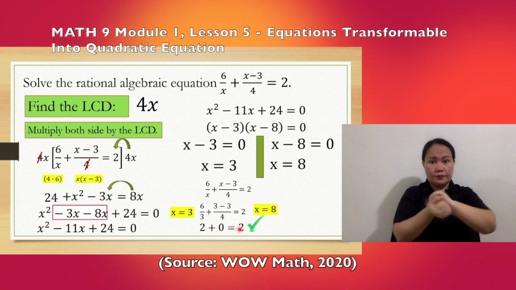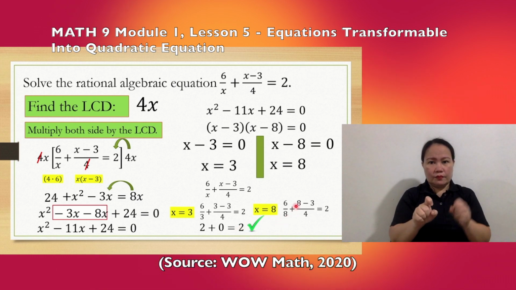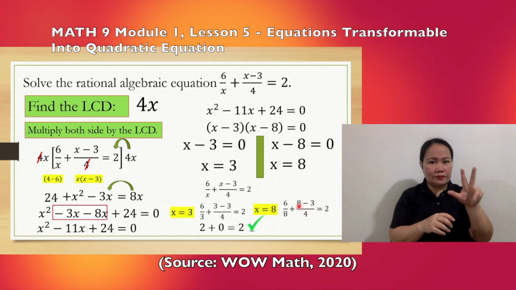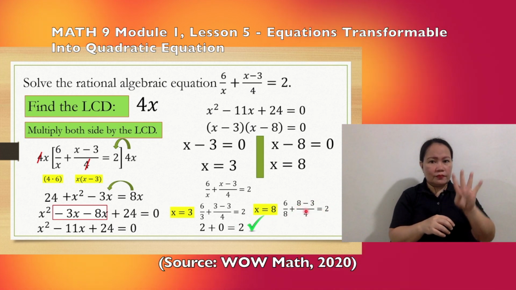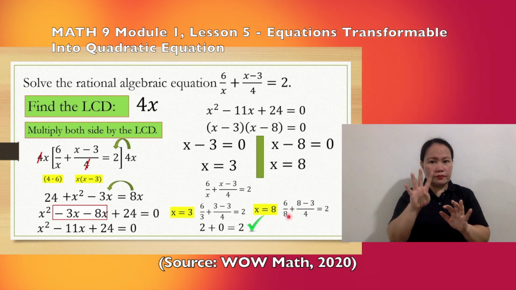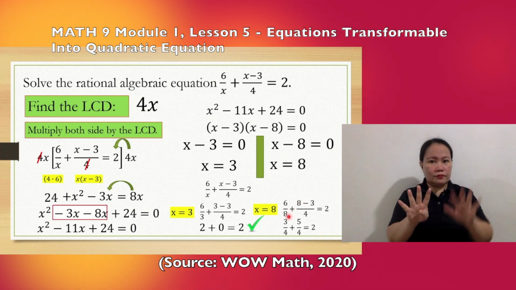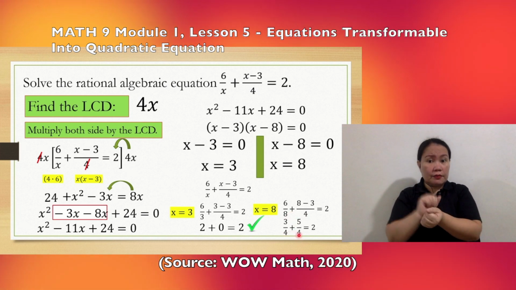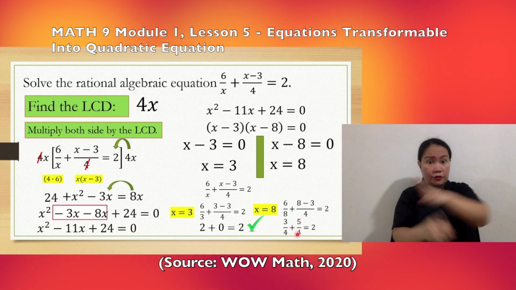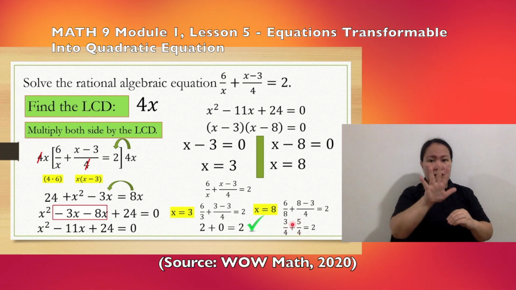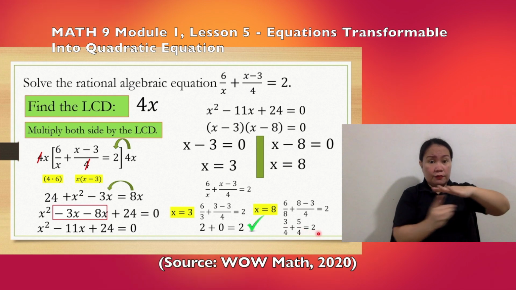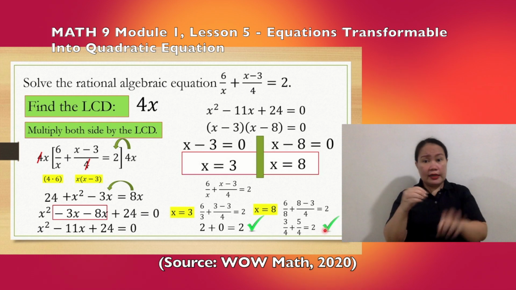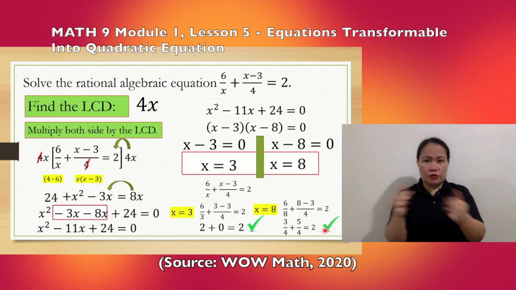Next, 8. Substitute si 8 sa original equation. 6 over 8 plus 8 minus 3 over 4 is equal to 2. So yung 8 minus 3 natin, that is 5 over 4. So 6 over 8, pwede natin kunin yung lowest term. So that is 3 over 4 plus 5 over 4. So kapag parehas yung denominator natin, add lang yung numerator and copy the denominator. So 3 plus 5 is 8, divide 4 is equal to 2. And this is true. Therefore, 3 and 8 are a part of the solution.